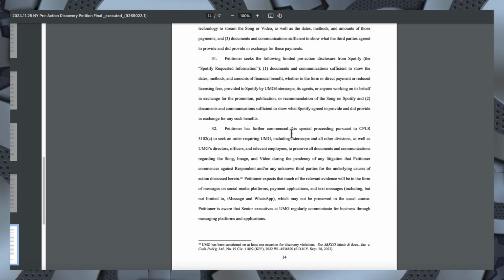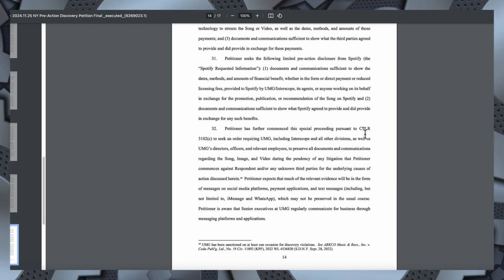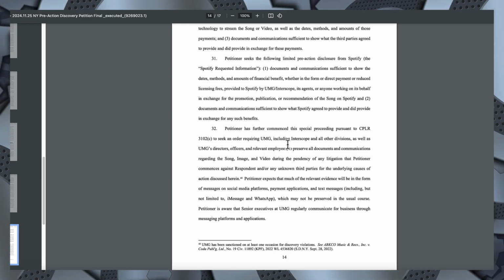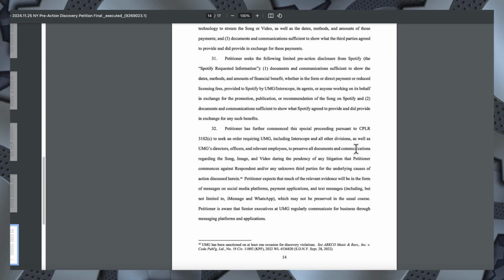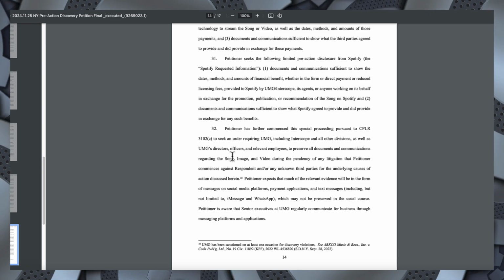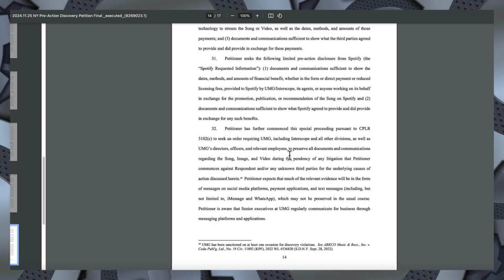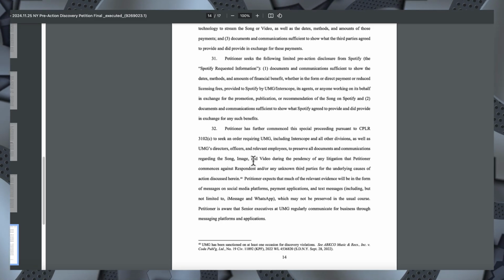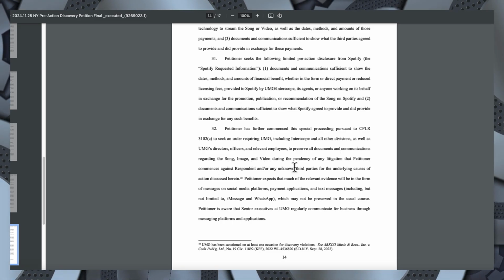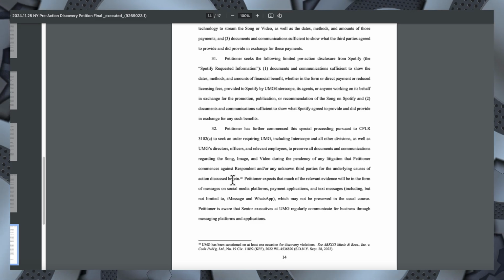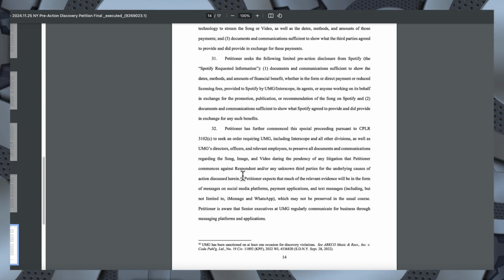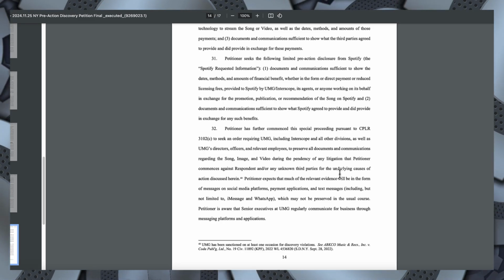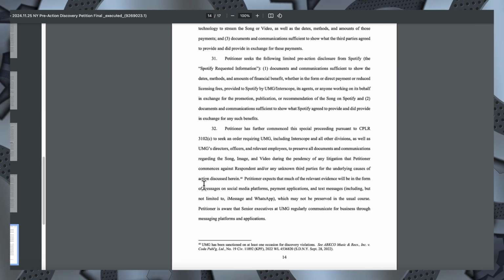Petitioner has further commenced the special proceeding pursuant to CPLR 3102 to seek an order requiring UMG, including Interscope and all other divisions, as well as UMG's directors, officers, and relevant employees, to preserve all documents and communications regarding the song, image, and video during the pendency of any litigation that petitioner commences against respondent and/or any unknown third parties for the underlying causes of action discussed herein.